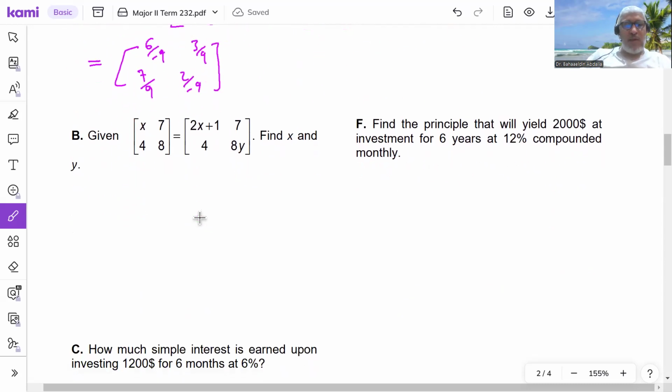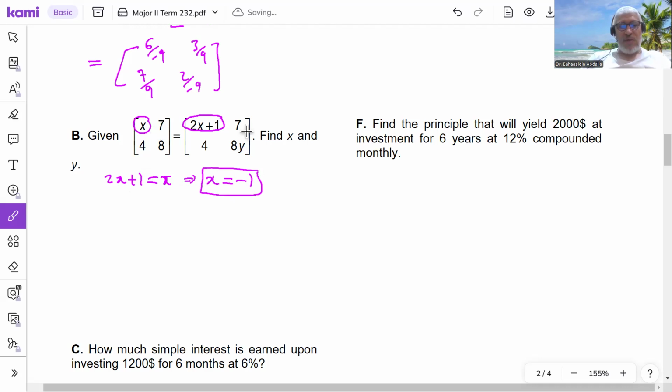Part B, given this matrix equals this matrix, find X and Y. Well, two matrices are equal if the corresponding elements are equal. So X has to be equal to 2X plus 1. This is a linear equation. To solve it, I'll take X to this side. So 2X minus X would be X. And I'll take 1 to this side. So X is negative 1.